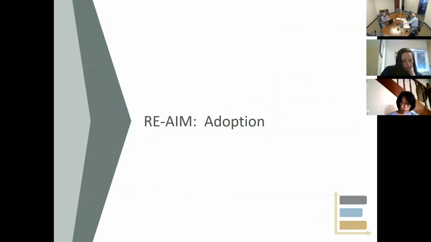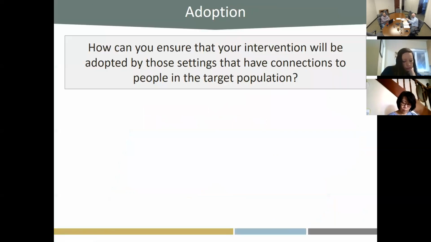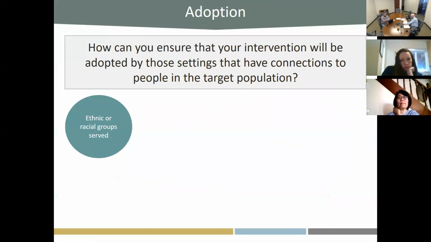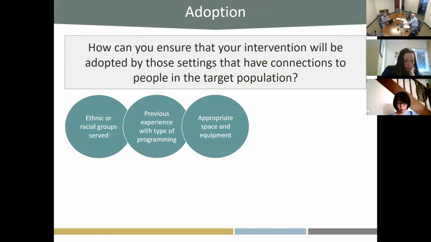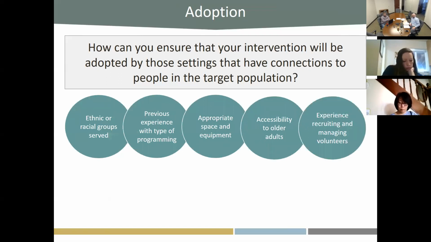Right. So the next element is adoption. Similar to determining reach, a key to determining adoption is identifying a denominator of eligible sites. The eligibility criteria for this case study were sites that served ethnically or racially diverse groups. They had previous experience with this kind of exercise programming. They had the appropriate space and equipment, accessible to older adults, of course, and they had some experience recruiting and managing volunteers.